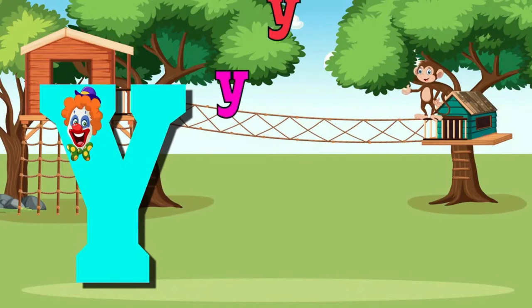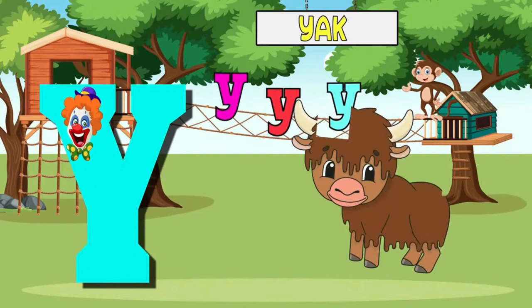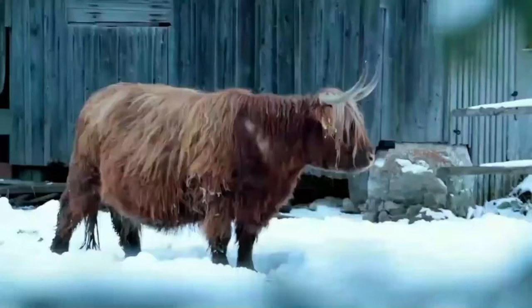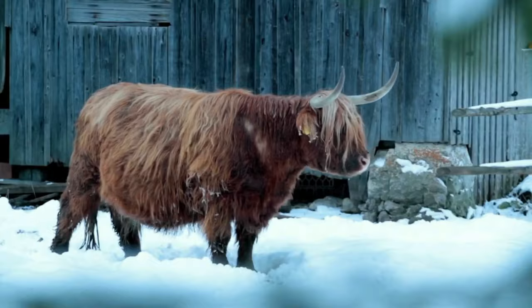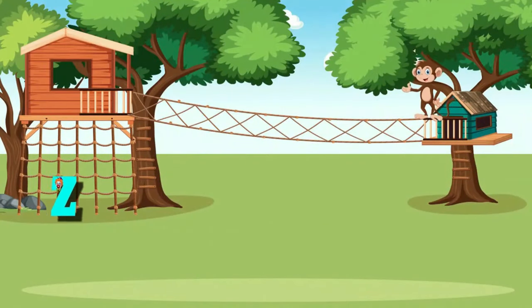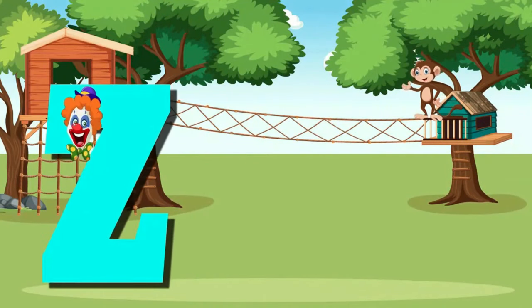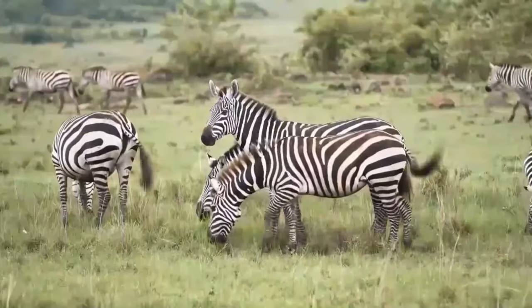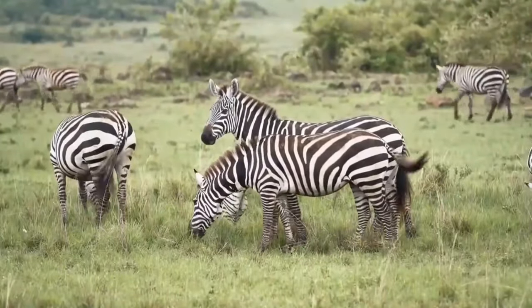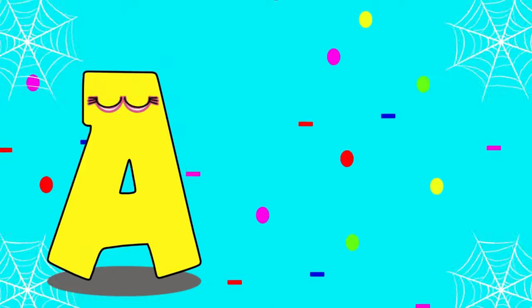Y, Y, Y, Y, a yak. I think she feels very cold. Z, Z, Z, Z, a zebra. He looks like the stripes force.